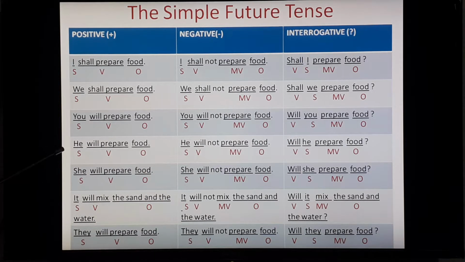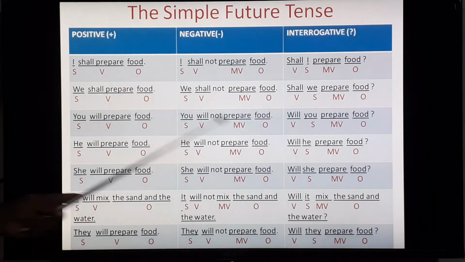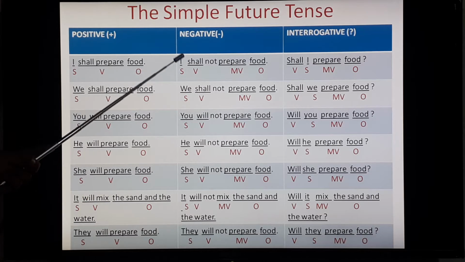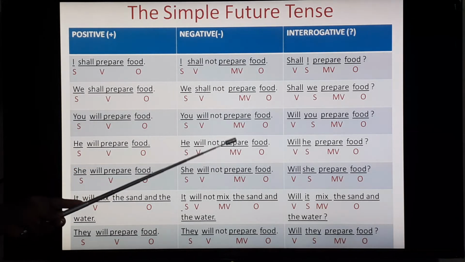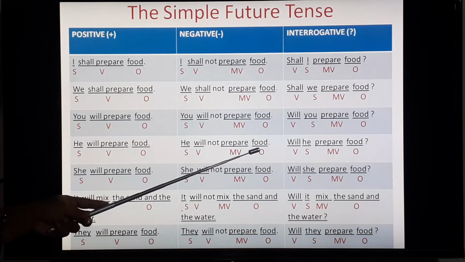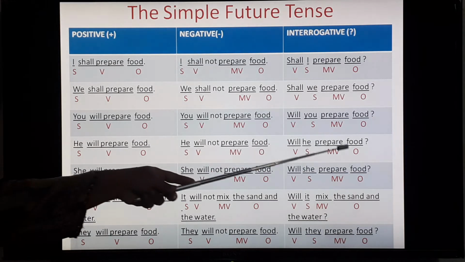Here for third person singular, he will prepare food. He subject, will prepare verb, food object. Negative: he will not prepare food. He subject, will verb, that is auxiliary verb, not is given because we are framing negative sentence. Prepare main verb or V1 form and then put object, that is food. Interrogative: will he prepare food?